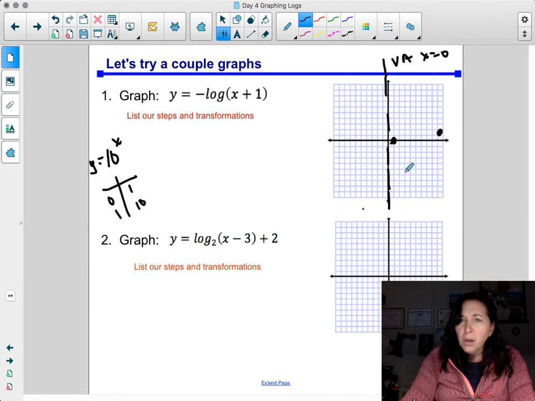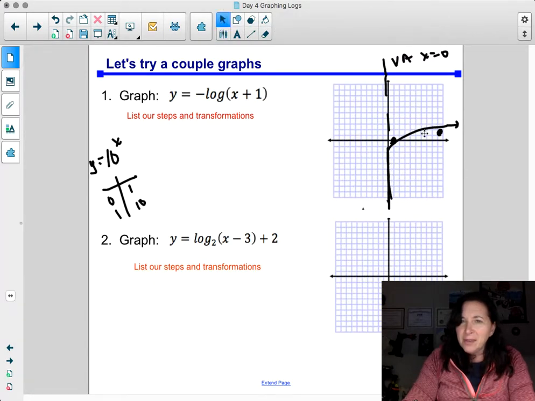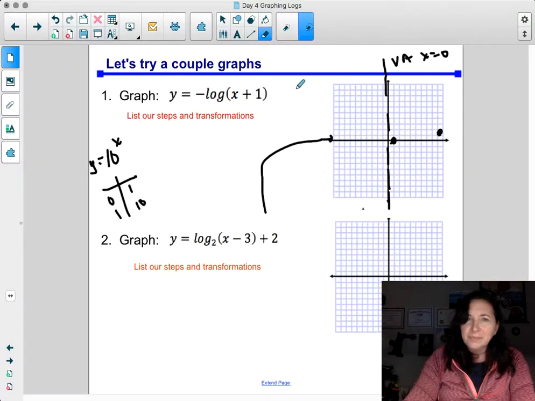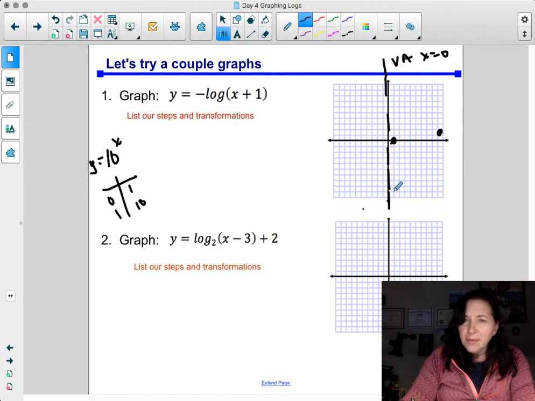Well, so far, my graph for this, I missed it. Sorry about that. Let's just delete that. Let me try again, try to graph this a little better. Going up like this. There we go.